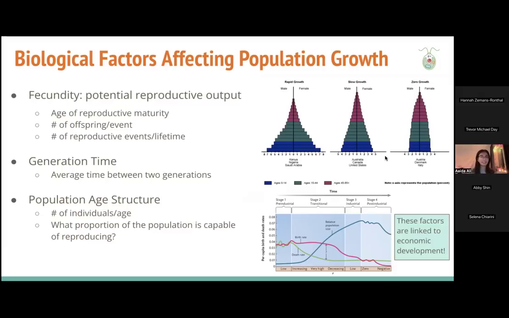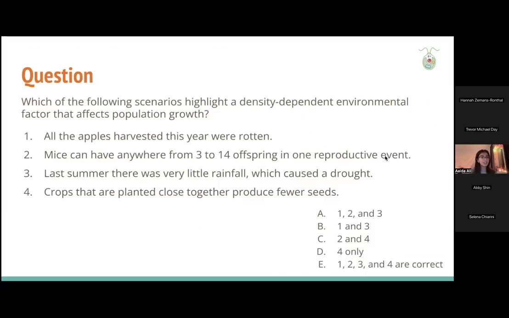Okay, and then on the next slide, we actually have a question. Which of the following scenarios highlight a density-dependent environmental factor that affects population growth? Hopefully you have paused and come back. The answers are in the speaker notes as well, but the answer to this one is D, for only.